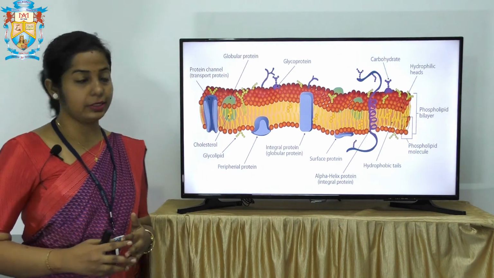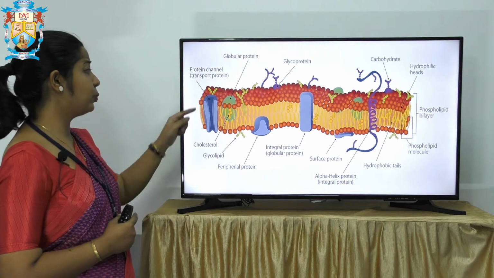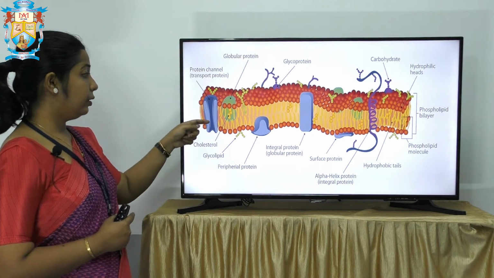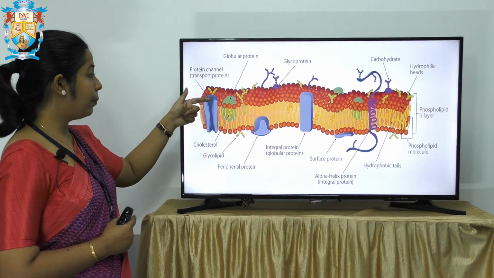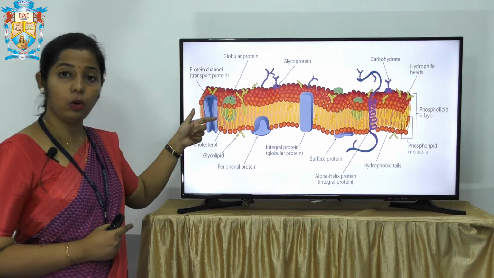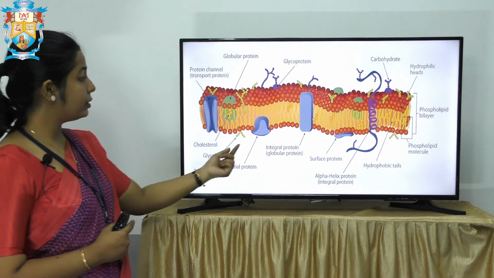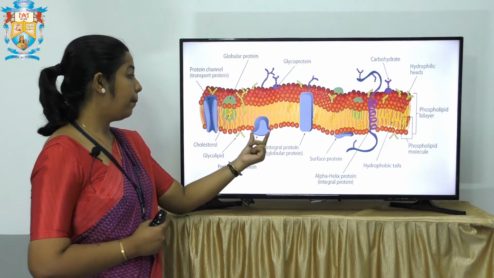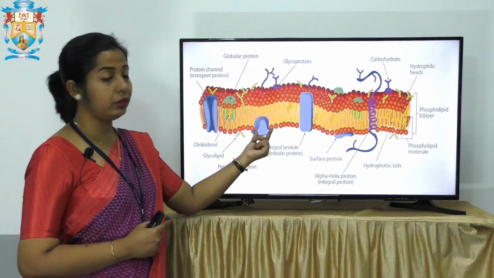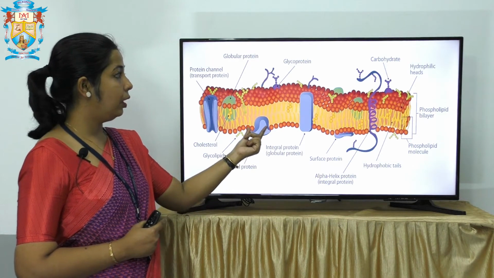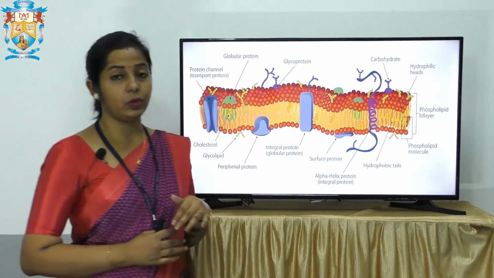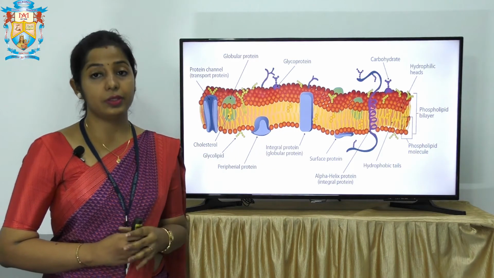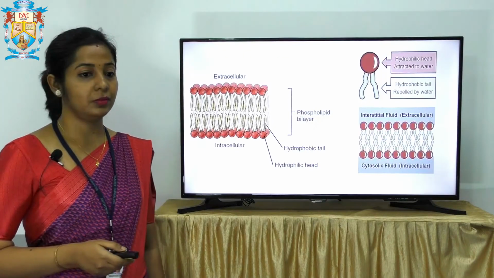Along with lipids, there are proteins. There are many types of protein. As you can see, some proteins traverse the whole membrane, and some proteins are present on the surface of the membrane. Along with that, there are glycoproteins and some carbohydrates present on the outer surface of the membrane.